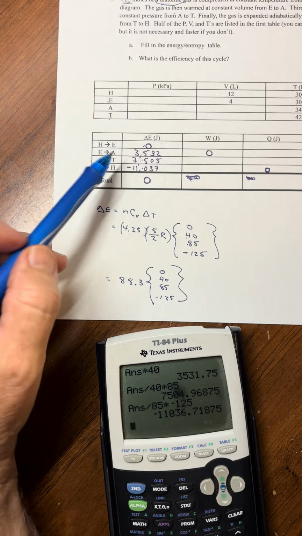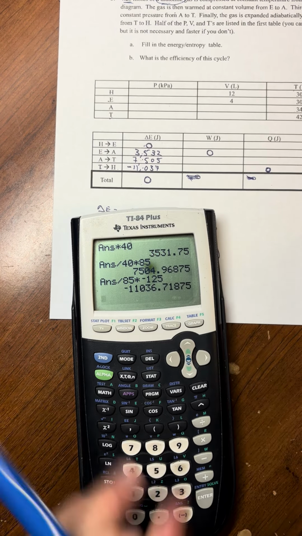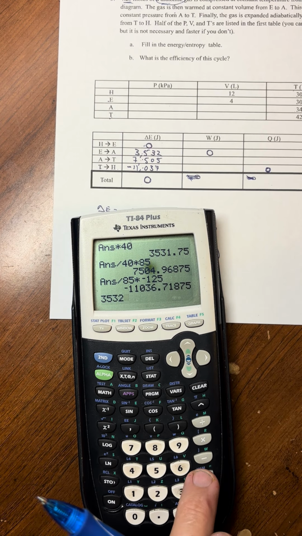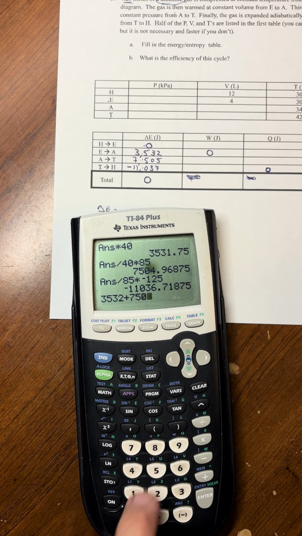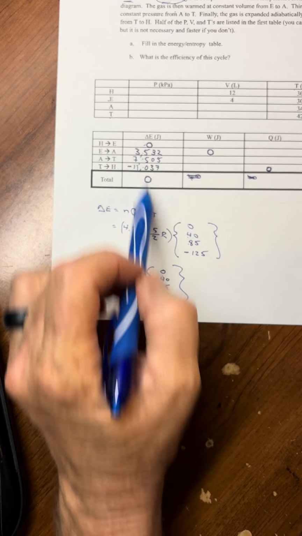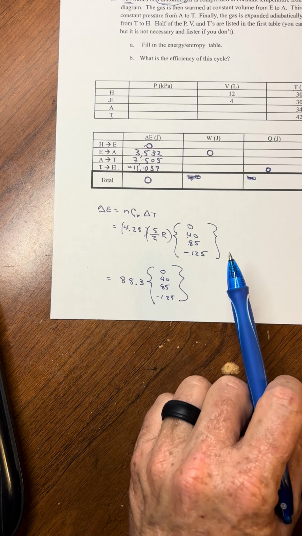Now, one thing about this is already set at 0, so I can kind of check these. I wonder if these work out right. What is 3532 plus 7505 minus 11,037? 0. Yeah. So I've got some confidence that that one's looking good.